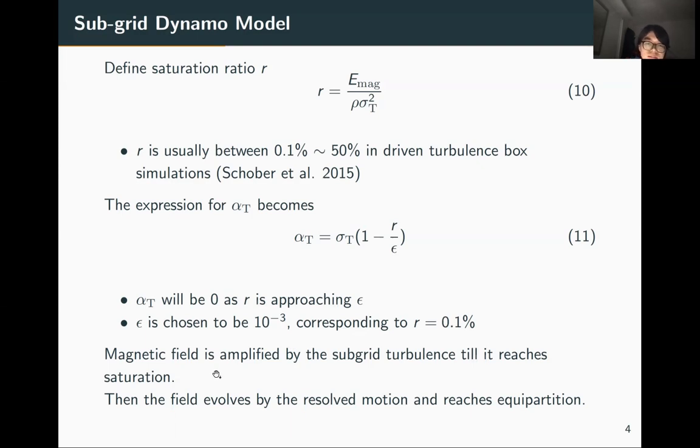The magnetic field is simply amplified by the subgrid turbulence until it reaches saturation, and then the field evolves by the resolved motion.